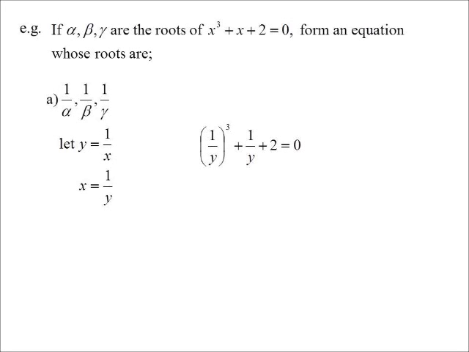But that's okay. I can multiply both sides of this equation by y cubed, and that'll get rid of the denominators. So if I do that, I get 1 plus y squared plus 2y cubed, which is a polynomial. So what we should find, if we were to solve these two equations, is that the solution to this new equation, 1 plus y squared plus 2y cubed, would be the reciprocal of the solutions to the original equation.